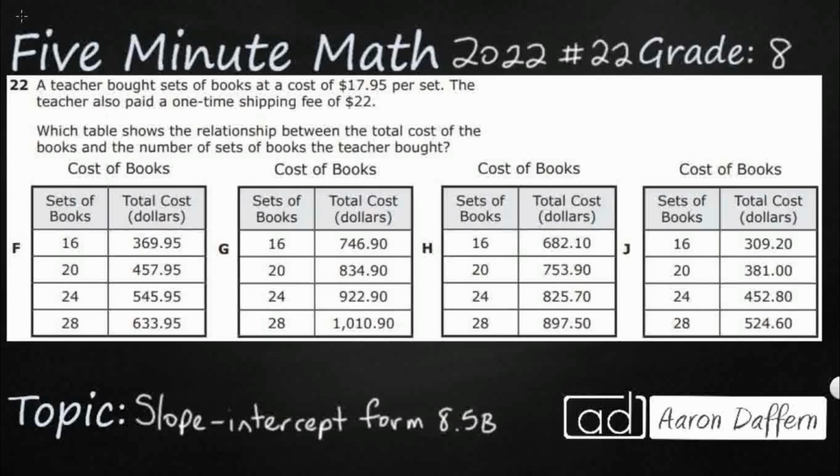Today we are looking at the 8th grade concept of slope-intercept form. This is standard 8.5b in the great state of Texas, and we are using item number 22 of the 2022 released STAAR test. If you have not done so already, please go ahead and take a moment to pause the video, work this problem out on your own, unpause it, and we will look at our answers together.